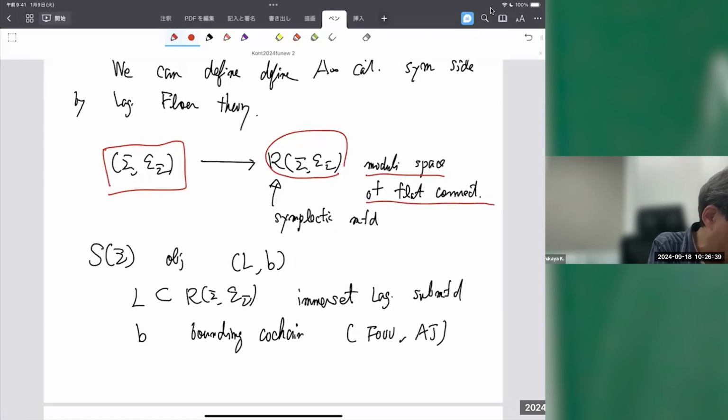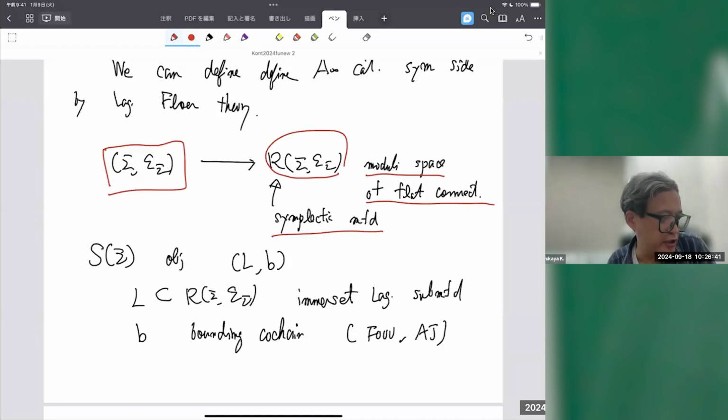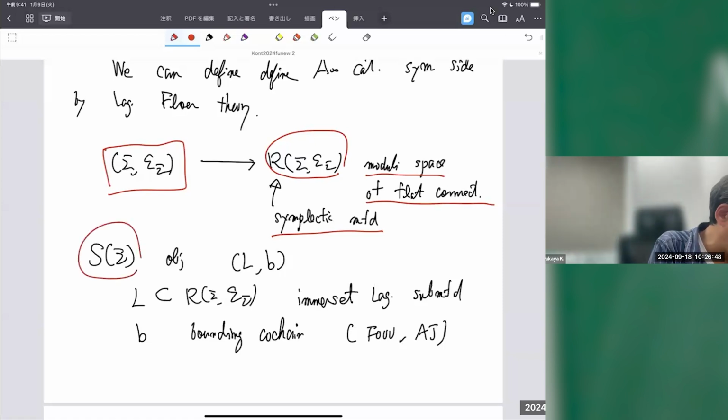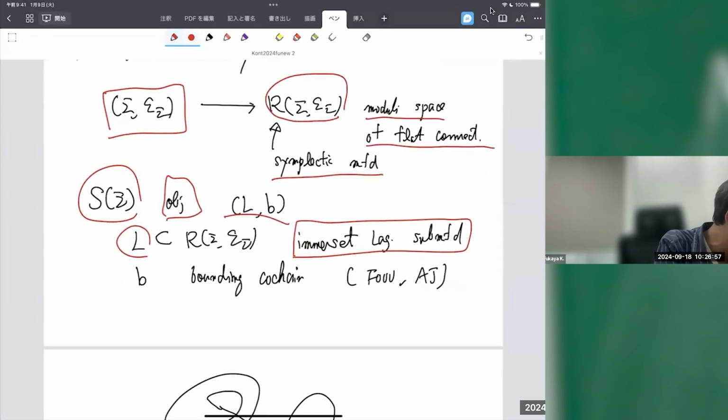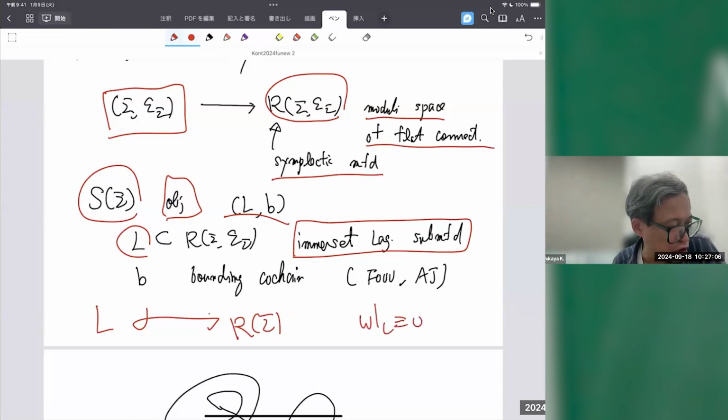And the cup product defines a symplectic structure. This is non-singular, so you have a smooth, compact symplectic manifold. On this symplectic side, an object is a pair L and B. L is an immersed Lagrangian submanifold. Immersed is somewhat important. So L goes to this R(sigma). It is half-dimensional and the symplectic form restricts to 0. But we need to assume that it is immersed. And B, as I explained, is a version of bounding cochain.